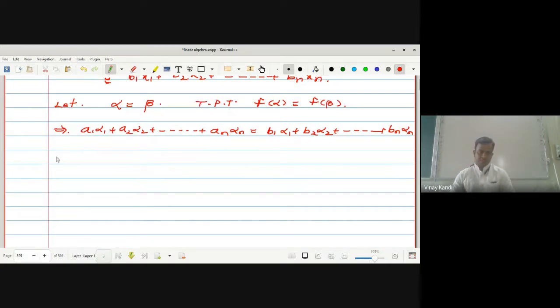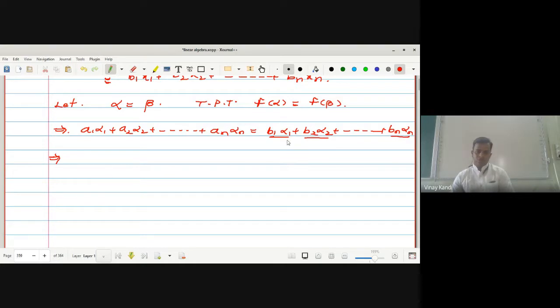So this implies a1, a2 up to so on an belong to the field F, and b1, b2 up to so on bn belong again to F. So there exists an additive inverse of b1, b2 up to so on bn, and alpha 1, alpha 2 up to so on alpha n belong again to V. This element belongs to V, this element also belongs to V. So there exists an additive inverse of each element b1 alpha 1, b2 alpha 2 up to so on bn alpha n.